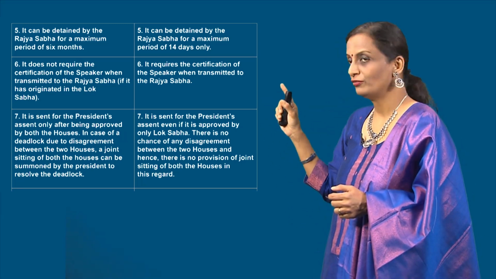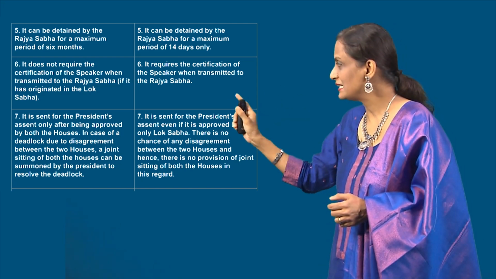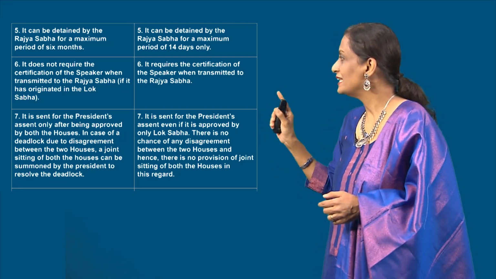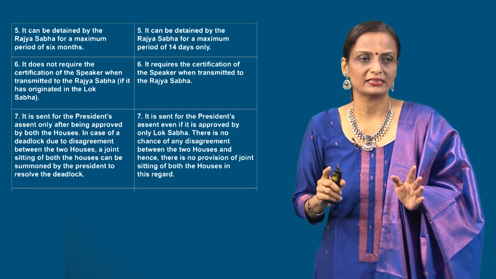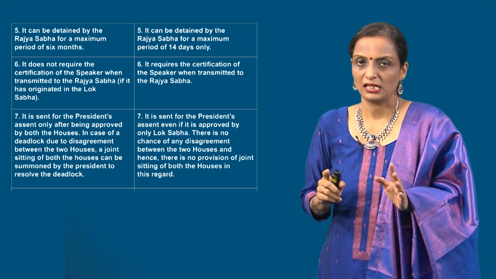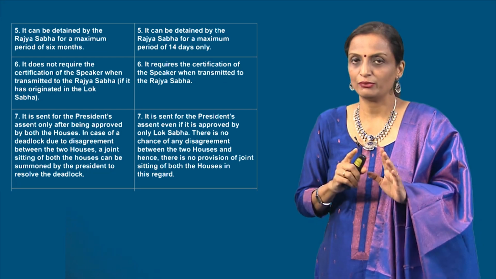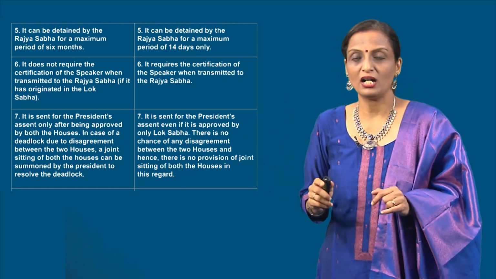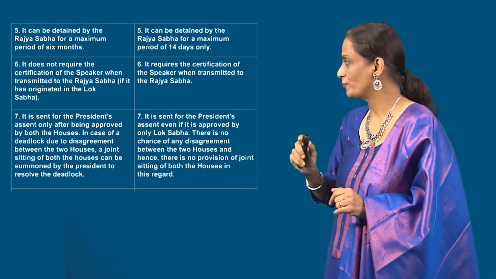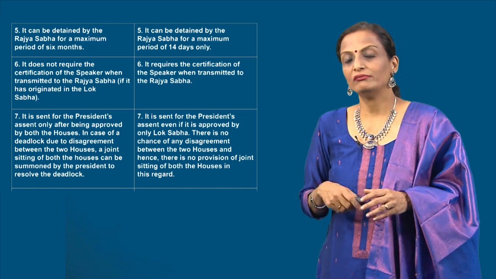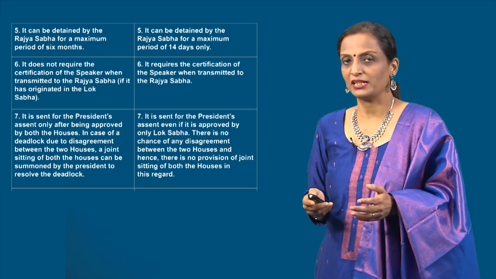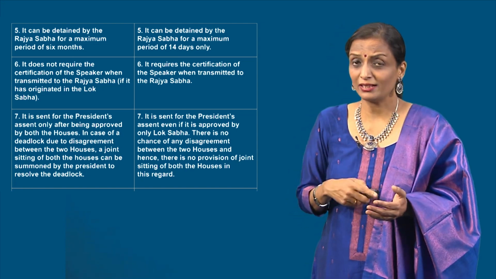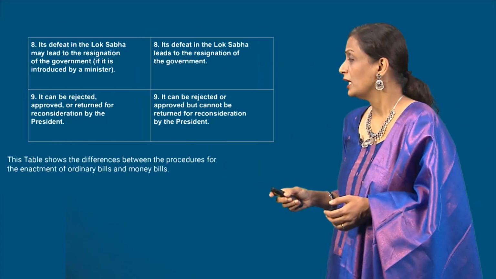In the case of the money bill, it is sent for the President's assent even if it is approved by only the Lok Sabha, and there is no chance of any disagreement between the two houses, and hence the provision of joint sitting of both the houses in this regard is not provided. Okay. So, we do not have a joint session as far as the money bill is concerned, because we know that the Lok Sabha is very powerful and it is to be recommended by the President himself.